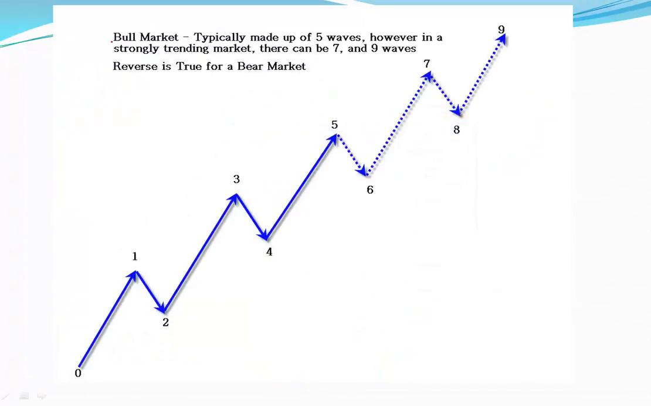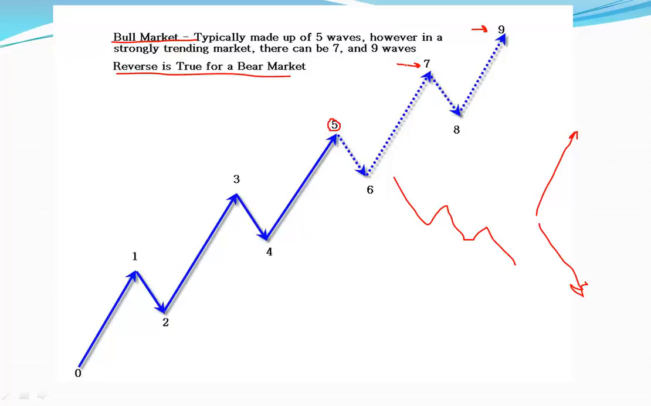Now, in a bull market, an Elliott wave is typically made up of 5 waves. Now, in a very strong market, which a lot of times they don't speak about when you're doing your searches on YouTube or you take classes from other people, they don't talk about the 7th or 9th wave, where many times in a very, very strongly trending market, and I mean a market that goes up or goes down, as it shows here, reverse is true in a bear market, meaning that the trend does this.